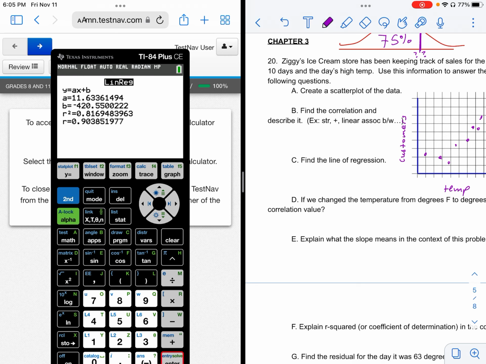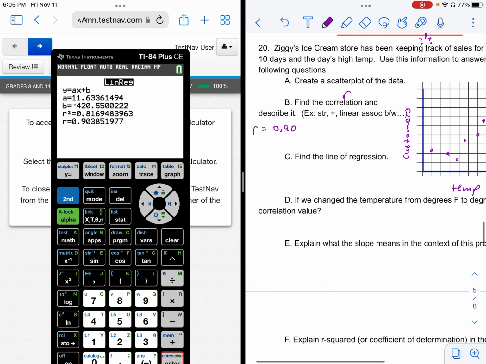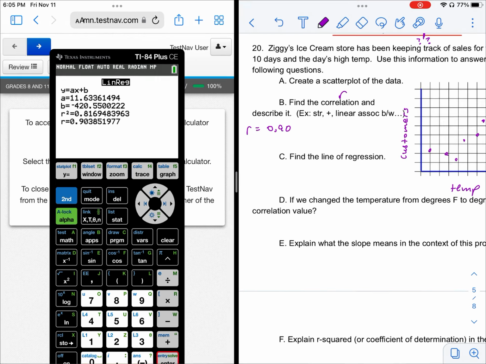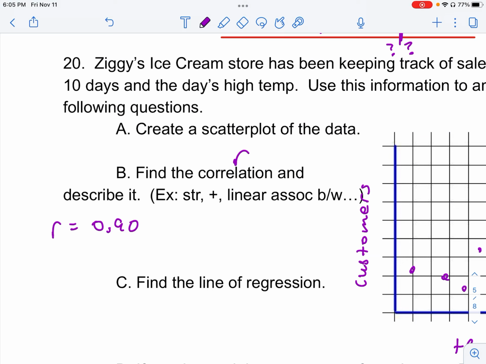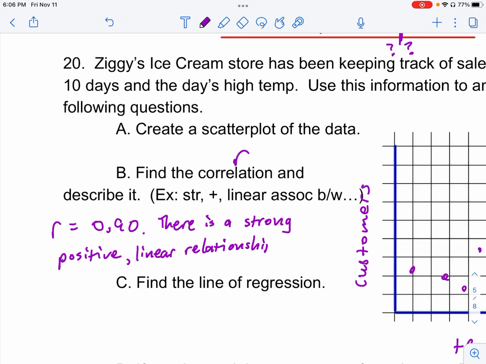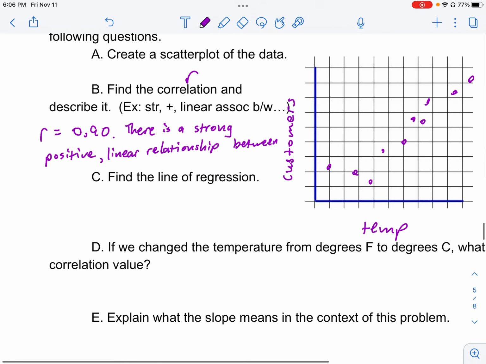R is the correlation coefficient, right? That's R. So R is 0.90. That's quite strong. So describe it. So in a full sentence, I would say there is a strong positive and linear relationship between what and what, folks? That's what this is.